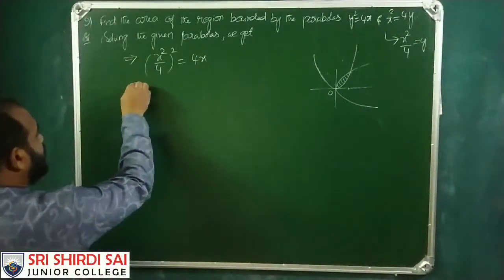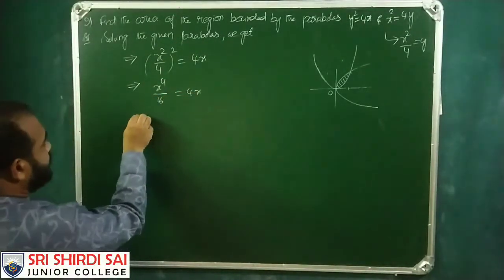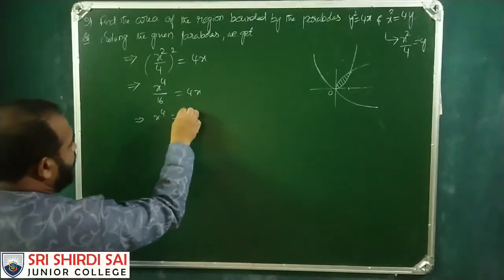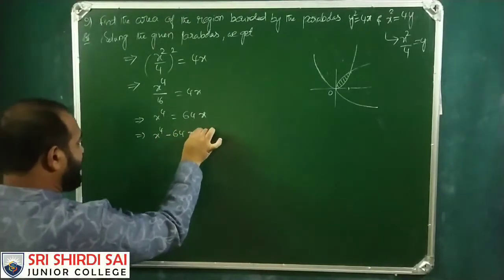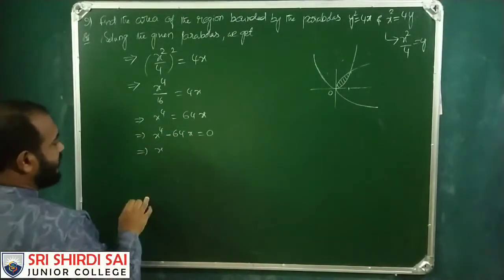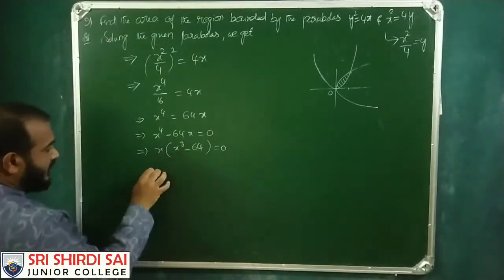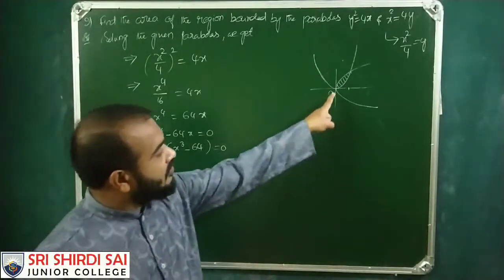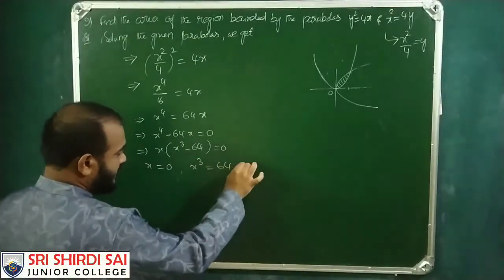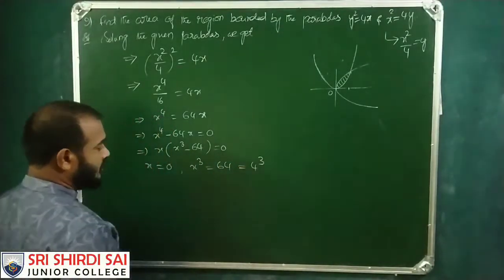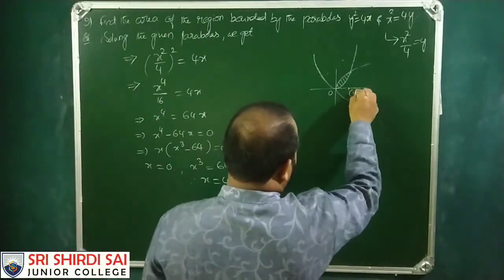So this is x power 4 by 16, which is equal to 4x. X power 4 equals 4 times 16, 64x. X power 4 minus 64x is equal to 0. Take x in common. X into x cube minus 64 is equal to 0. X equals 0, so that is one point of intersection, the origin. And x cube equals 64. 64 can be written as 4 cube. So therefore x equals 4. Therefore these two are intersecting at 4.